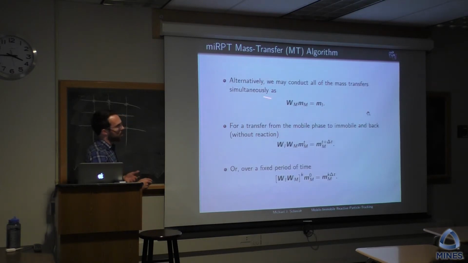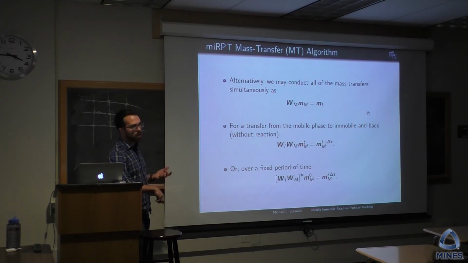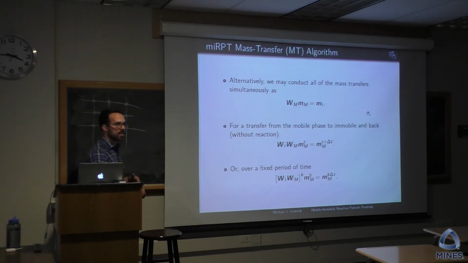Alternatively, we can do this all at once with the matrix vector multiplication, where we just have our mobile mass vector, hit it with the weight matrix, we have our immobile masses. And if we want to do a transfer from the mobile phase to the immobile phase and back without doing reactions in between, because we'll later be testing just this mass transfer algorithm, it would be hitting it with both of the matrices. So you have mobile masses at time t, take it to immobile, immobile back to mobile, so that's mobile at time t plus delta t. Or over some fixed period of time, we have our initial mass, we hit it with both those matrices k times, and then we have our mobile masses at time k delta t.